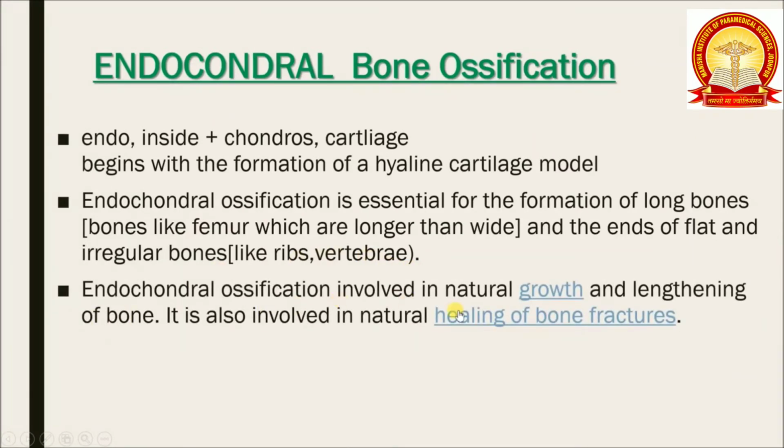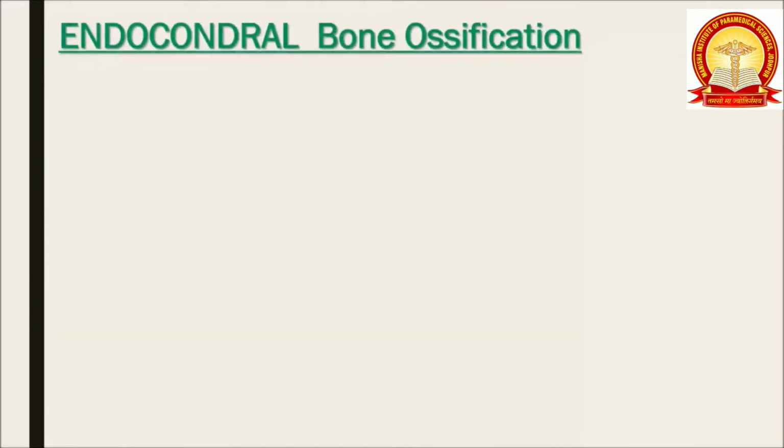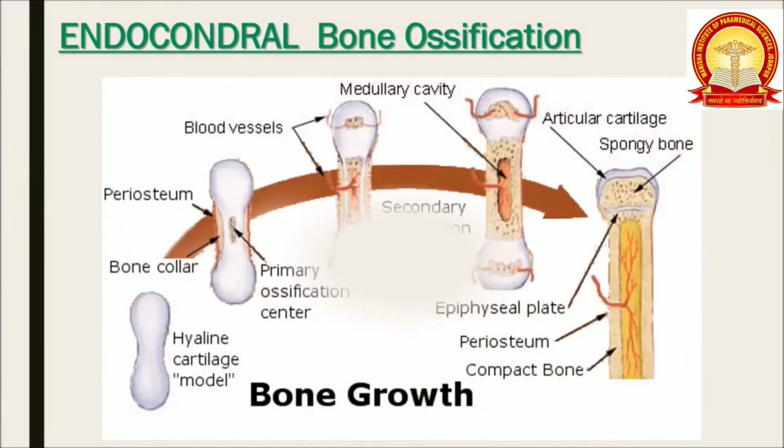Endochondral ossification involves the natural growth and lengthening of the bone. It is also involved in the natural healing of bone fractures. And now, endochondral ossification picture. This is the cartilaginous bone growth called endochondral bone ossification.